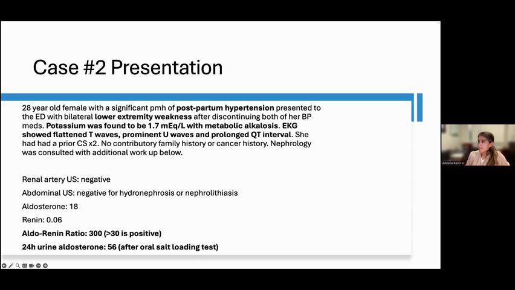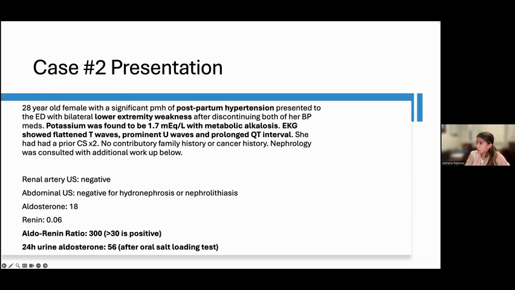Moving on to case number 2, hyperaldosteronism. This is another patient I saw in clinic, a 28-year-old female with hypertension. She was postpartum and had been discharged from the hospital with 2 agents. She subsequently presented to the ED with bilateral lower extremity weakness after she discontinued her meds completely on her own. Potassium at that time when she presented was 1.7, and she did have associated EKG changes consistent with hypokalemia. Nephrology did most of her initial workup.